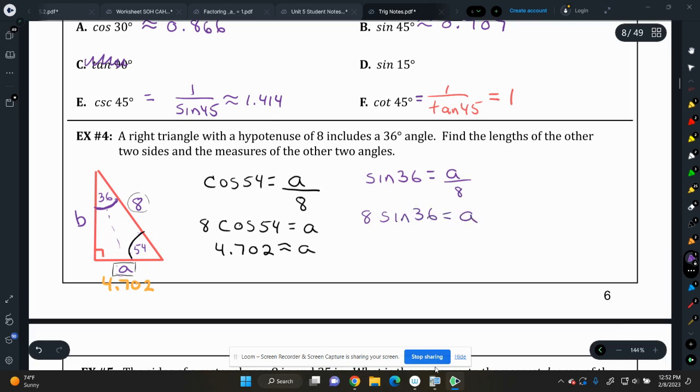Multiply both sides by 8. I'm going to still get 4.702 as an answer. So I could have used either angle. It would just change which trig function I used. Okay?